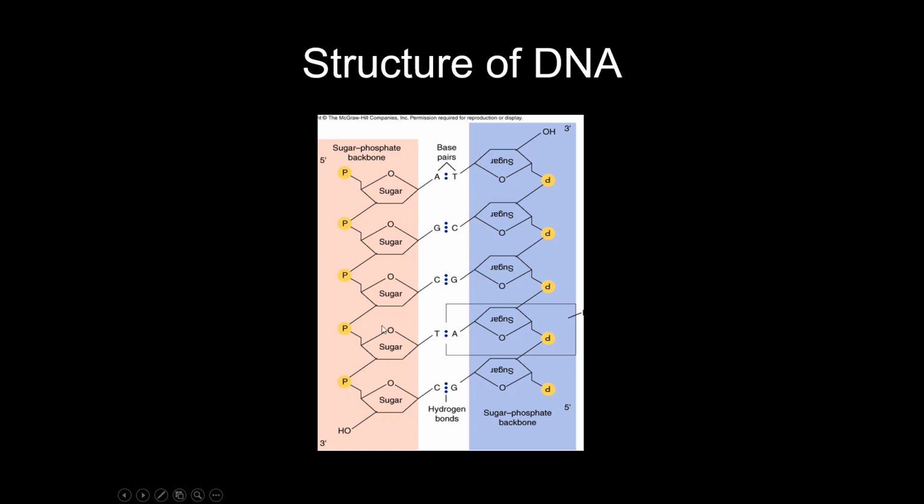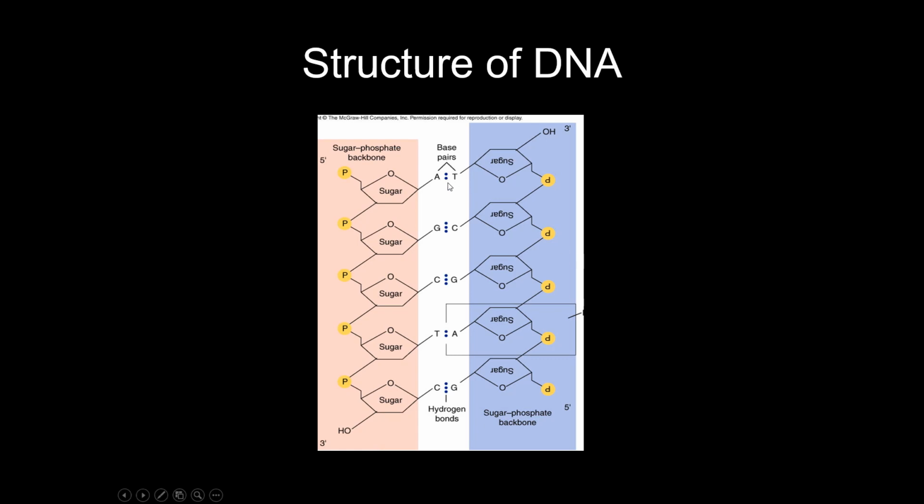Again, if you think of this like a ladder, the sides of the ladder are the sugar-phosphate backbones. The rungs that you would step on, that's where the nitrogenous bases are. The sides are all held together with covalent bonds. So your sugar, covalent bonds. The phosphate is covalently bonded to the sugar. So this is a very strong molecule because covalent bonds are the strongest type of bond that could be present.